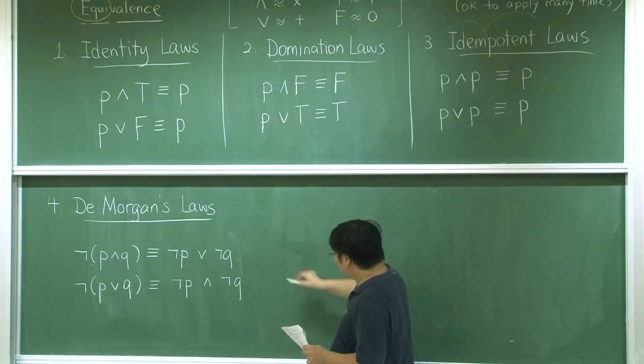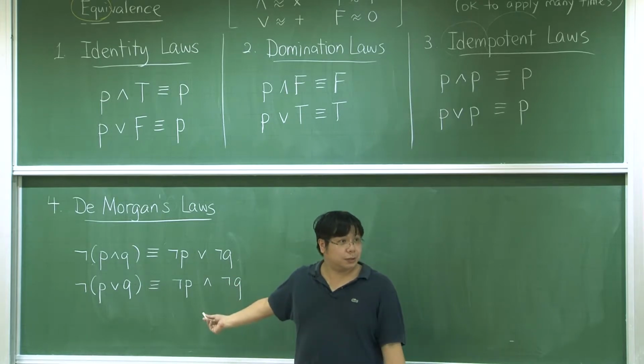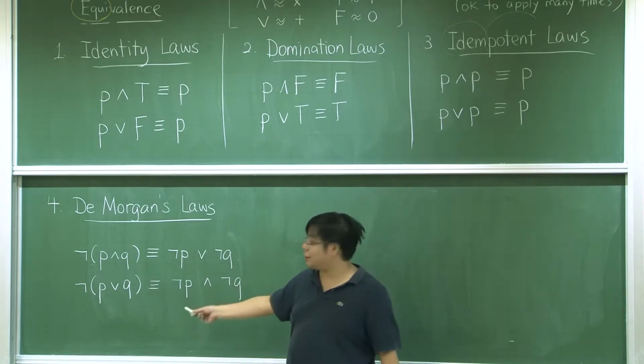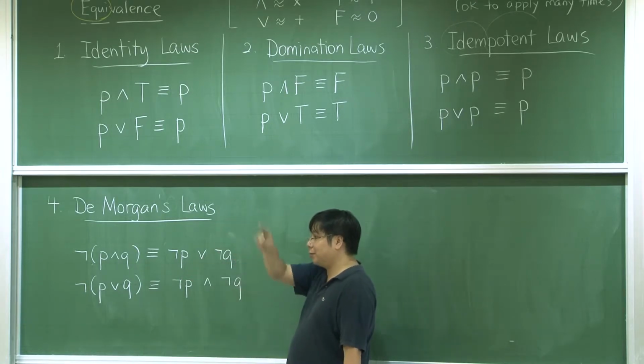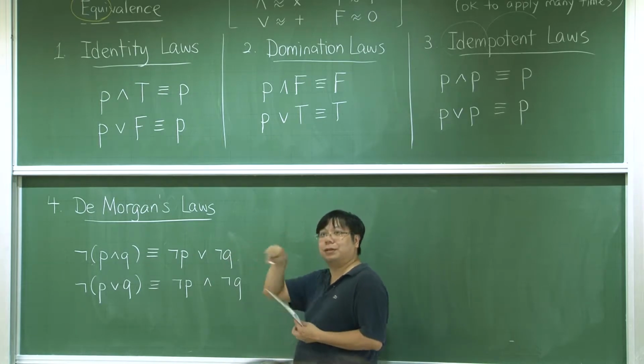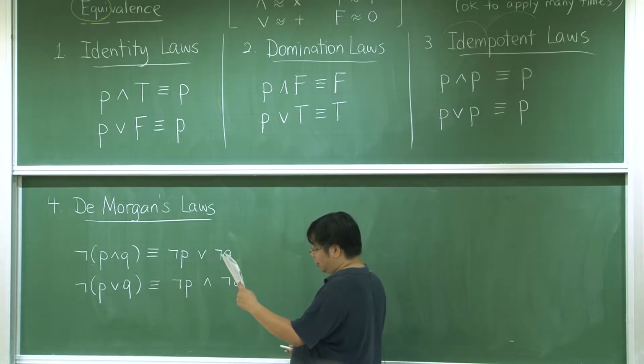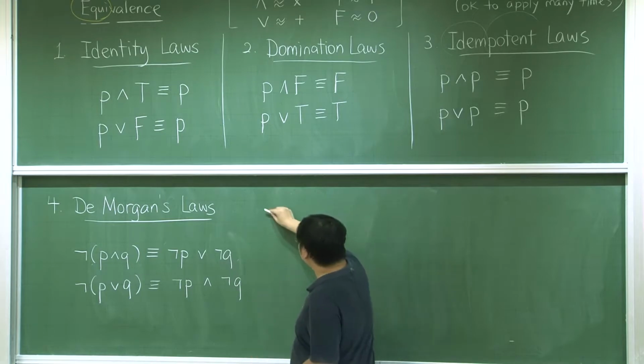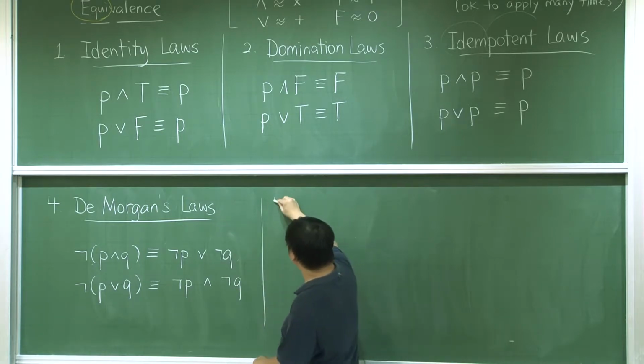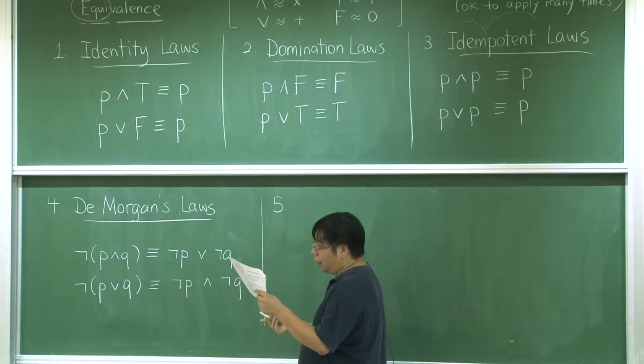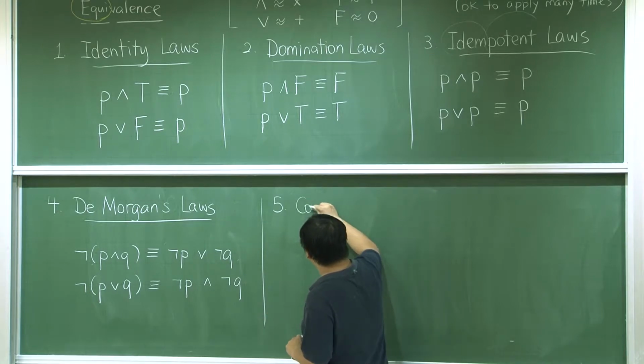And then again, how do we prove this? We can use the truth table to prove it, because there are just 2 variables. The truth table, we just have 4 rows, so it will be simple. Another one is this one. This is the commutative law.